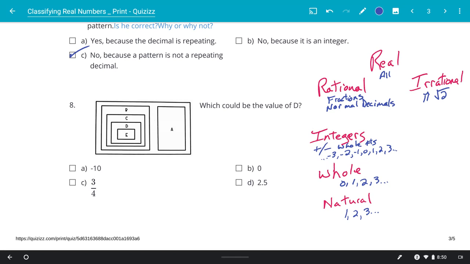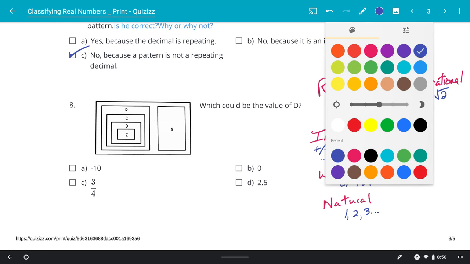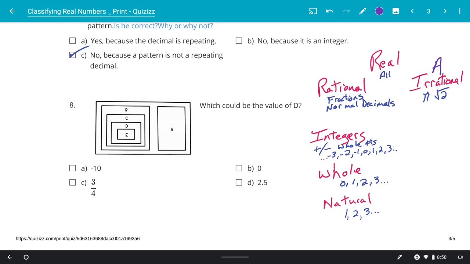Now, these last 3 questions here, you have to remember what these A, B, C, D, and E represent. Well, they just represent what we're talking about over here as a reminder. And I'll go to purple here. Irrational is A, rational is B, integers is C, whole numbers is D, and natural is E. So, which could be the value of D? D would be a whole number. Which of those is a whole number? Only 0.